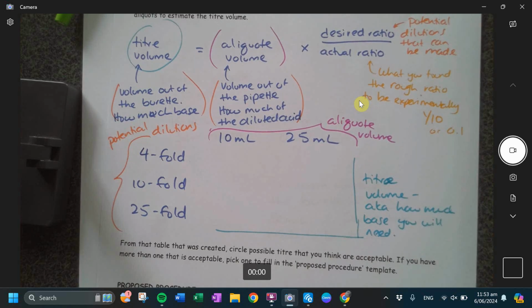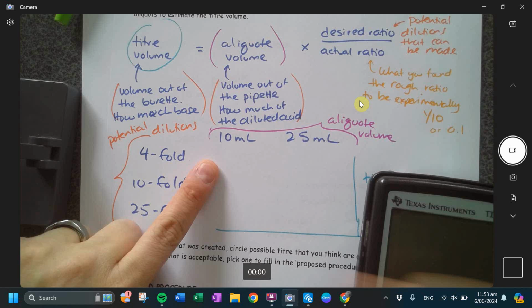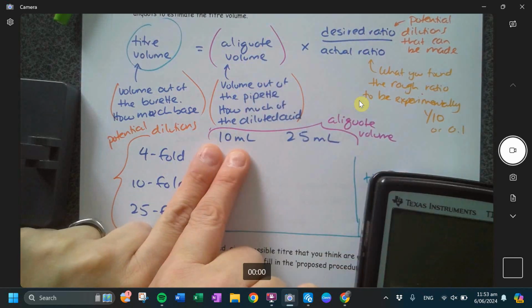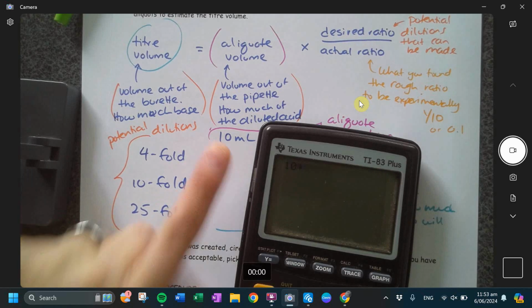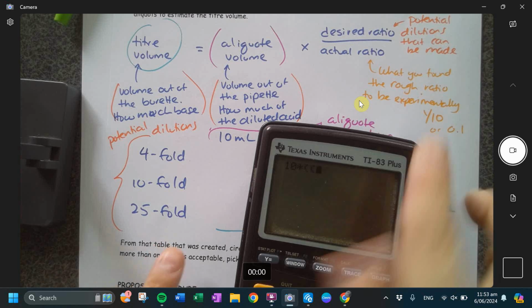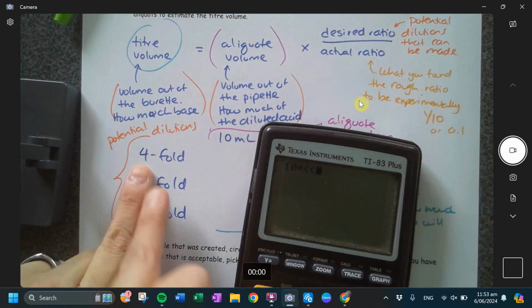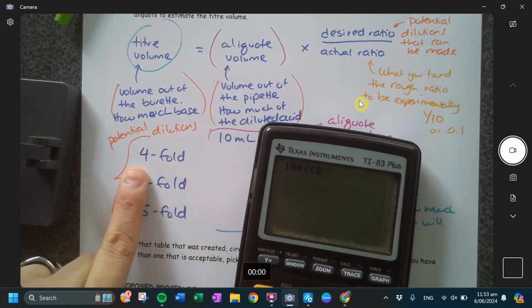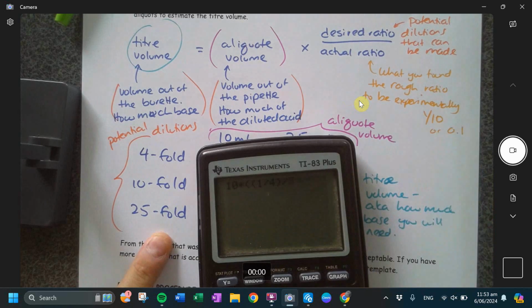All right, let's start plugging it in. Just trying to find my calculator. So the first step in my calculation is I need to figure out my aliquot volume. So that's going to take that number here, 10. So I'm doing 10, and then I'm going to multiply it, and I love to use parentheses to make sure that I don't have something funny going on. So 2 brackets. The first thing that I'm multiplying it and then dividing it by, so my desired ratio, so my potential dilutions, so that's 4-fold. So 1 divided by 4, or 0.25. Then divided by my actual ratio, which is 1 in 10.